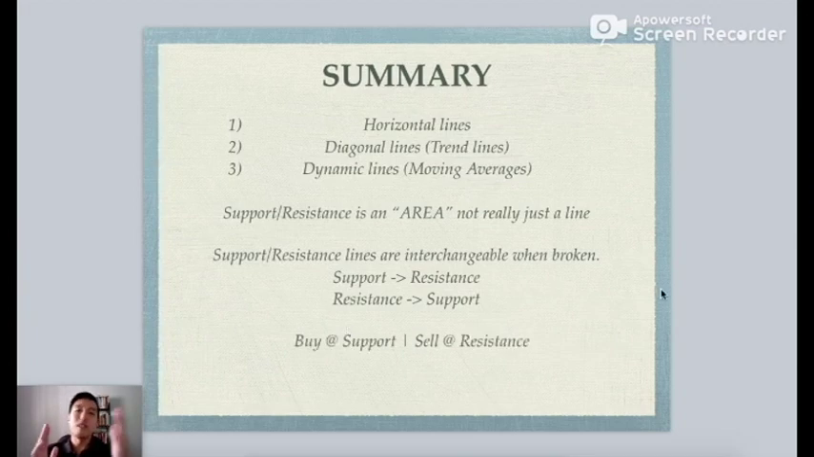So always buy at support, sell at resistance, right? Never do the other way around. Okay, so remember, always follow the golden rule: trade with the trend.